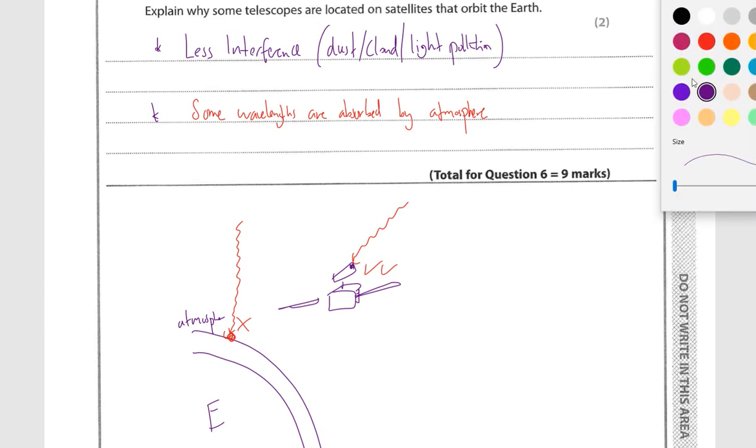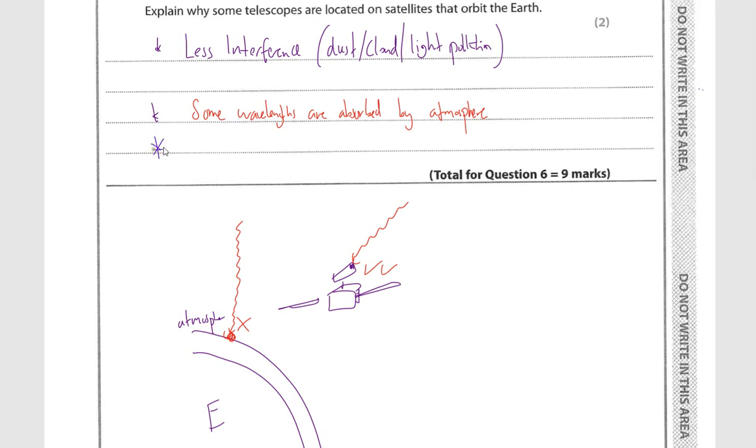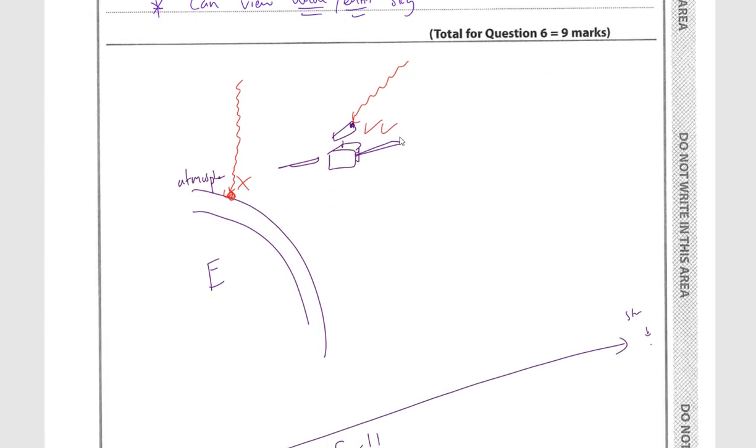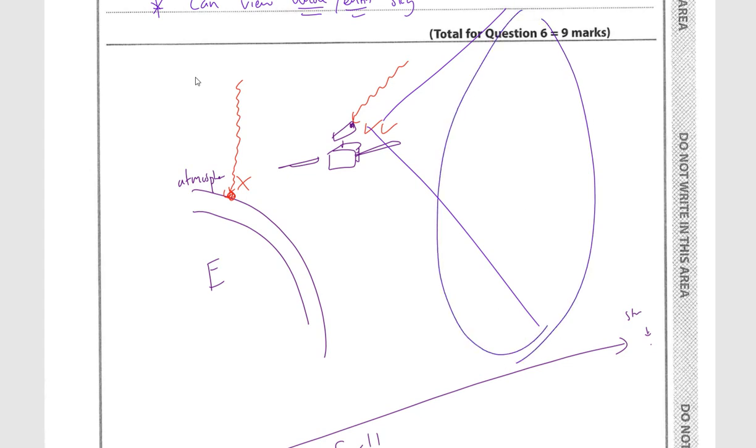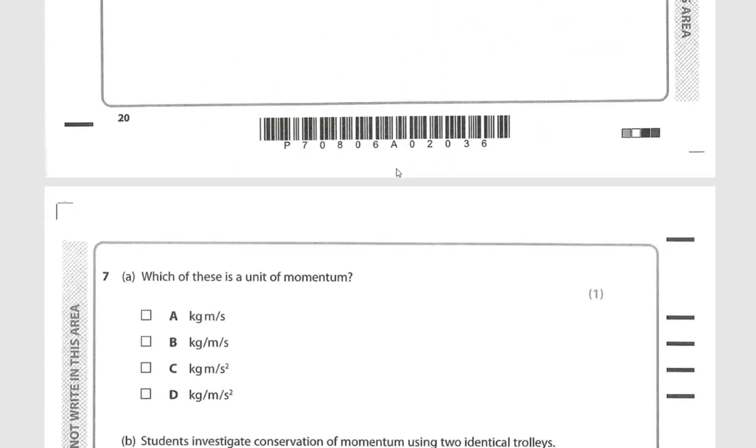If you want a third reason, I'll give you a third reason just in case. The third reason is you can view the entire sky. It means that it can see everything, all the way around. It's 360. Good. Let's move to the next one.